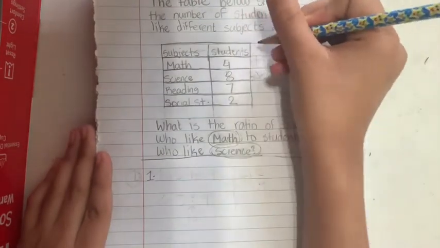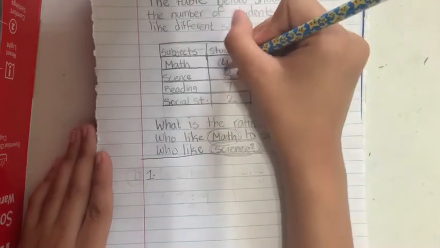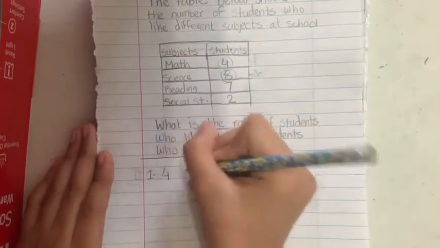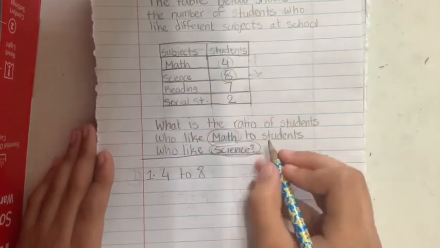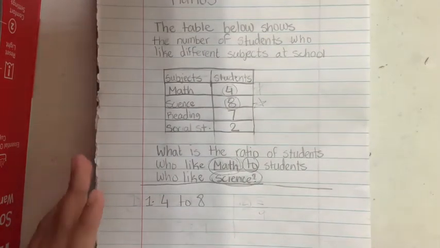So let's look back at the table. That's how important the table is. 4 people like math and 8 people like science. So we can write 4, 2, 8. That's why they wrote 2 here. Let's underline or circle that one too, because that's really important.